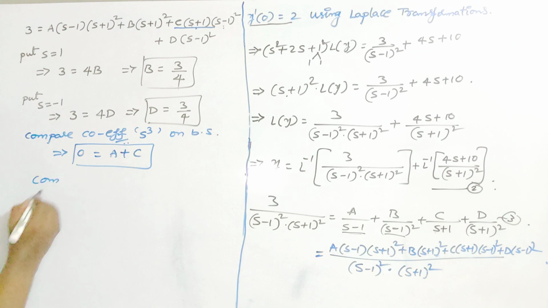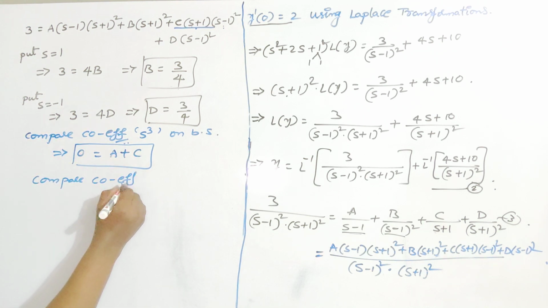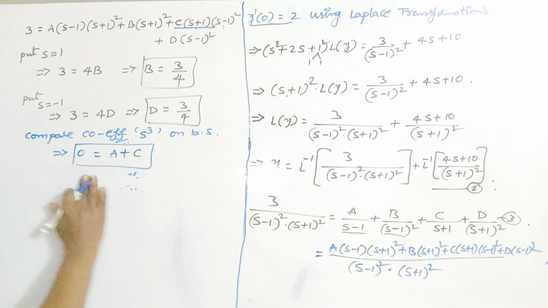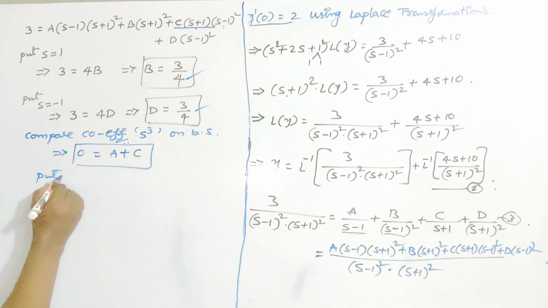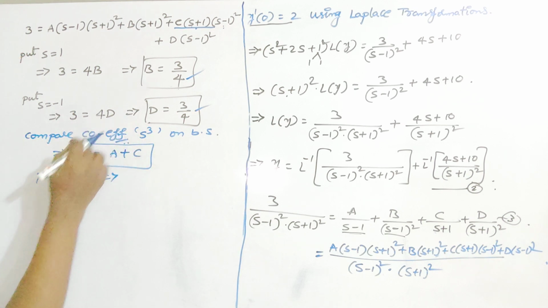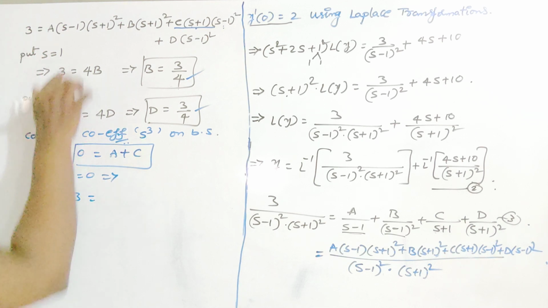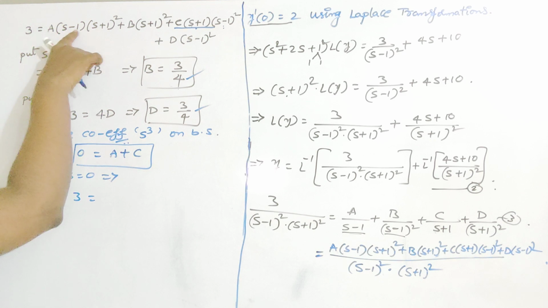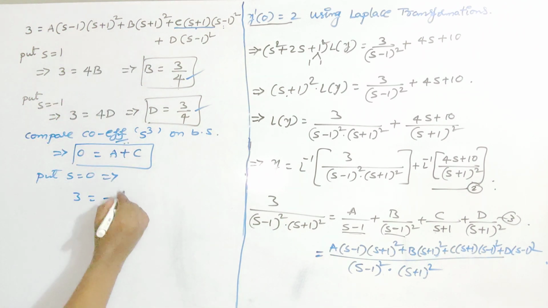Now compare coefficients of, otherwise you can put s is equal to 0, because already two values are there. So put s is equal to 0. It is very difficult to compare s square terms on both sides. That's why by replacing s is equal to 0, in the left hand side again you will get 3. Here it is 0, it is 0. Minus 1 into plus 1, you will get minus a. And here plus b is there.